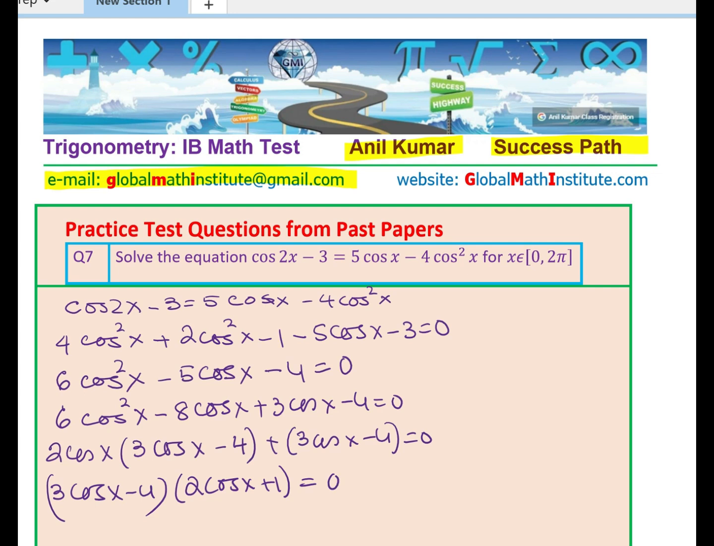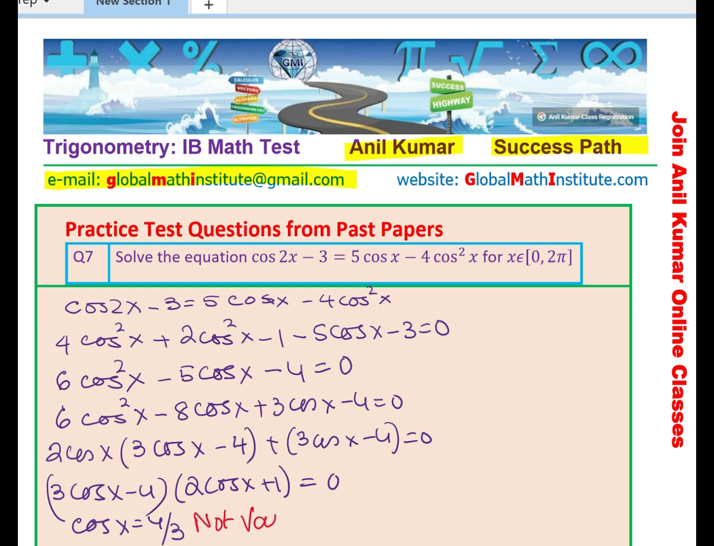So that gives you 2 solutions. One is for cos x equals to 4 by 3, right? That is not valid, right? So we have only one valid solution here. Let me rewrite that one, which will be from the other factor. So we get cos x equals to minus half.